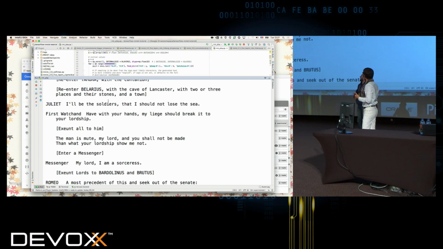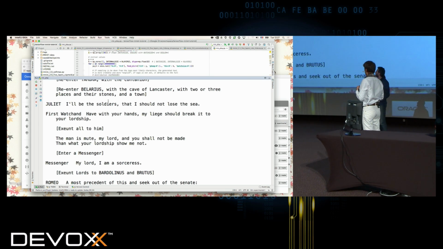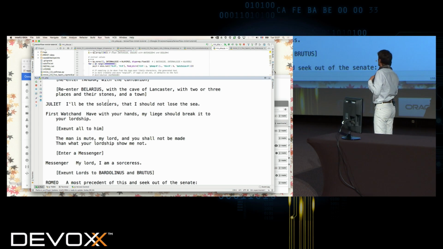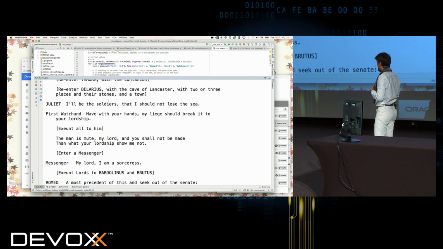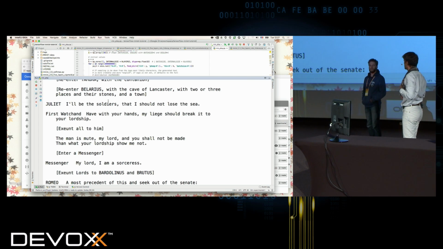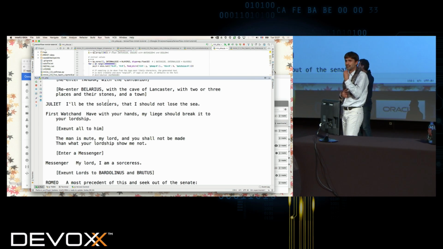Let's go. We're ready. Told the soldiers that I should not lose the sea. Have with your hands. My liege should break it to your lordship. We all go out. The man is mute, my lord, and you shall not be made. That what your lordship show me not. Enter a messenger. You play the messenger now. Hello, I'm a sorceress. Romeo, a most precedent of this, and seek out of the Senate.